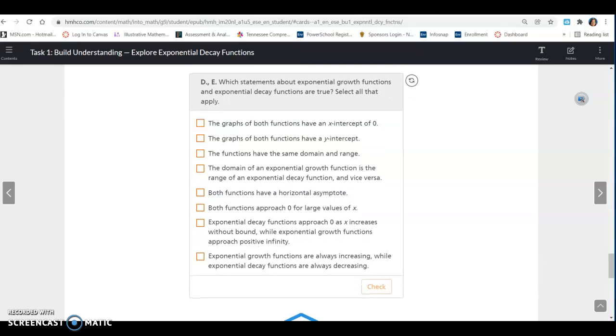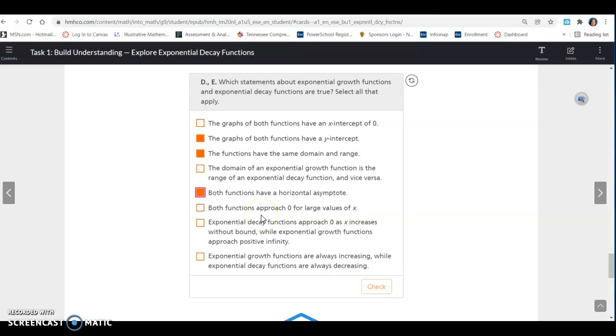All right, which statements about exponential growth functions and exponential decay functions are true? Select all that apply. The graph of both functions have x-intercepts. That's not true because it doesn't cross the x-axis. The graph of both functions have a y-intercept. That is true. The functions have the same domain and range. That's true. The domain of an exponential function is the range of an exponential decay and vice versa. That's not necessarily true. Both functions have a horizontal asymptote. That's true.